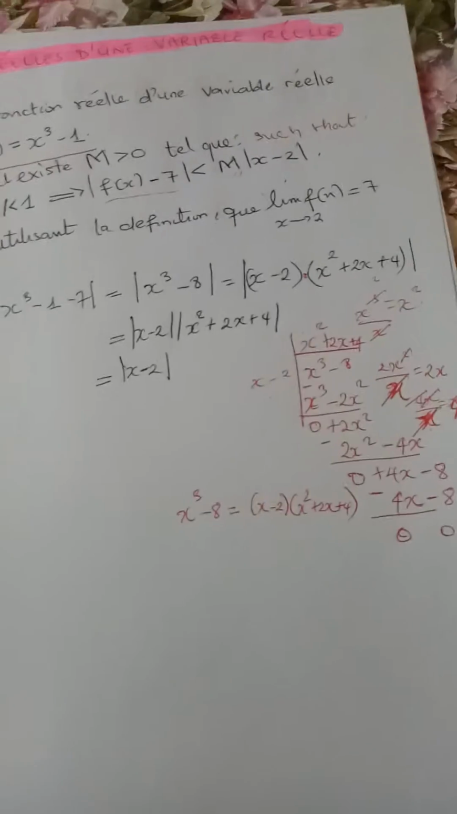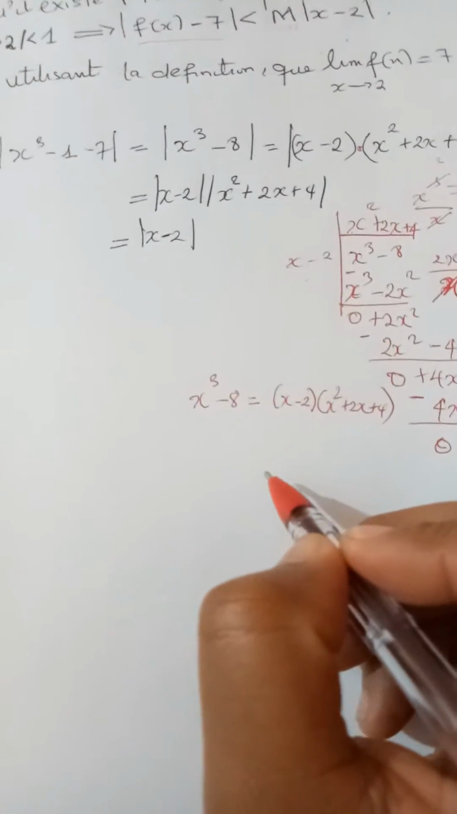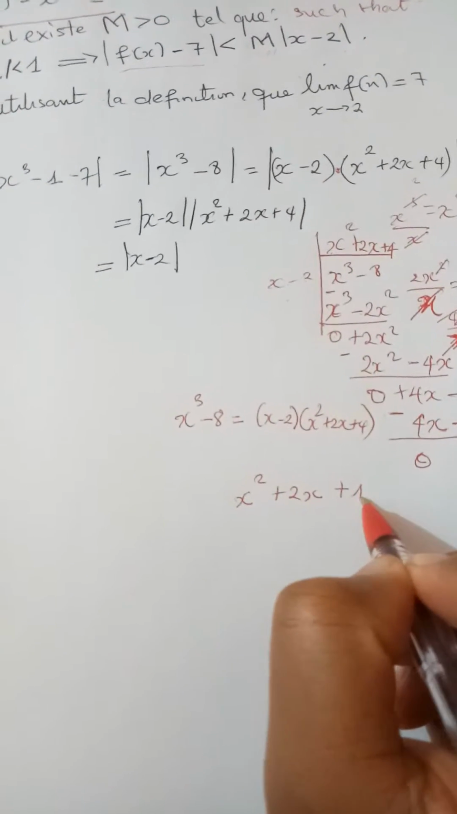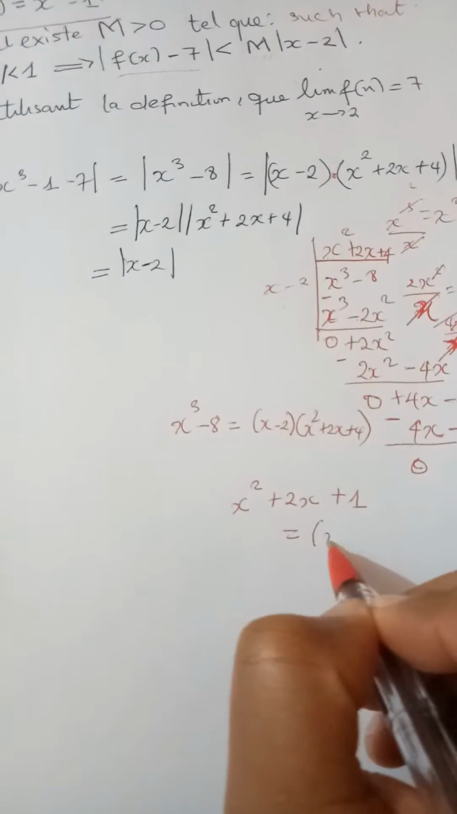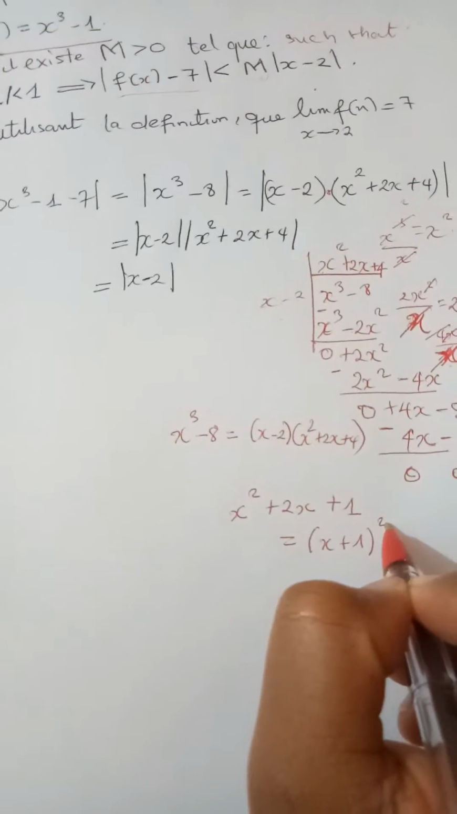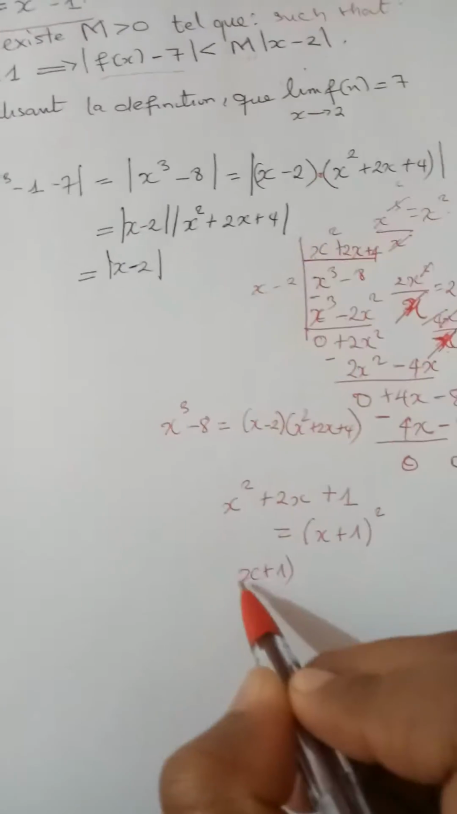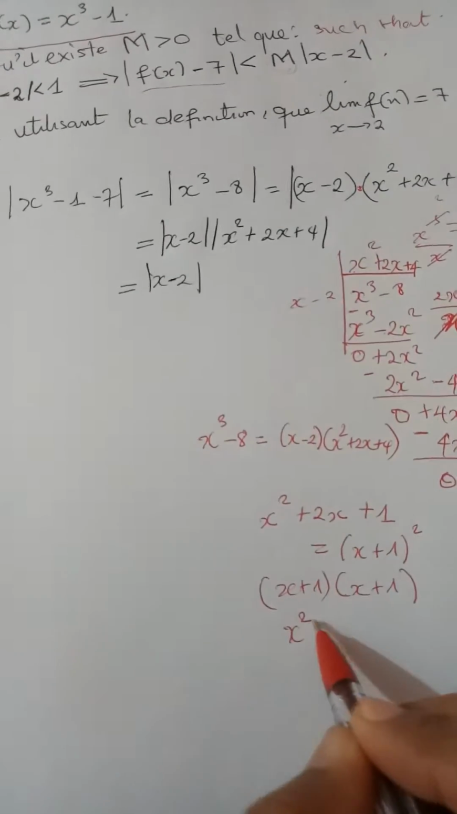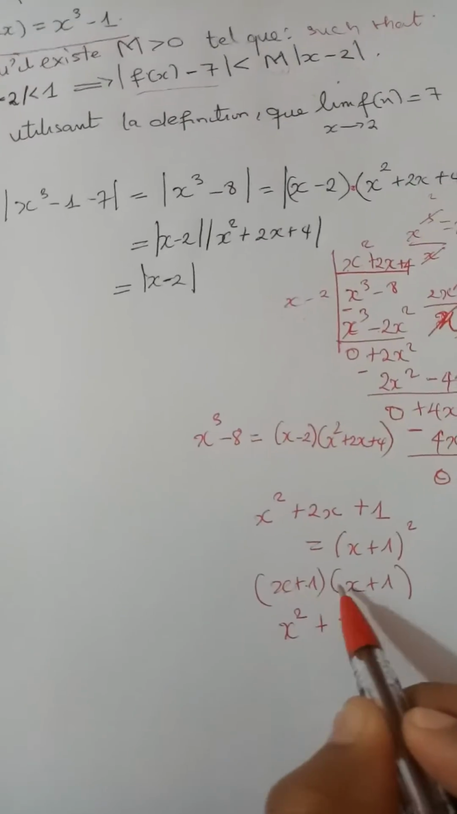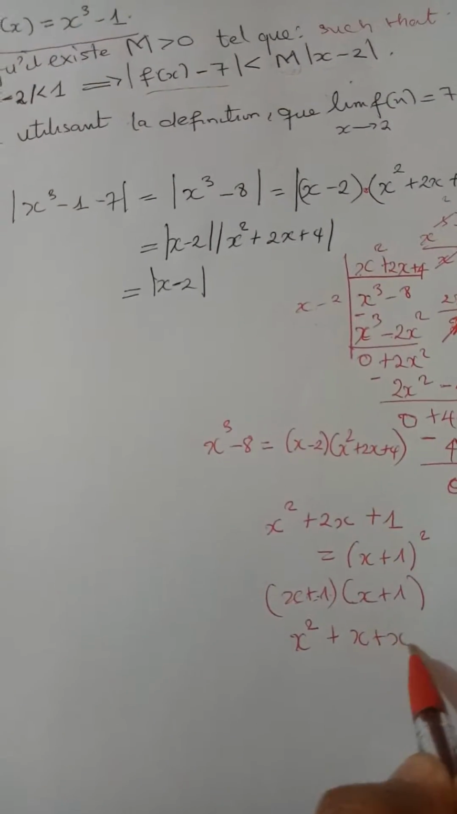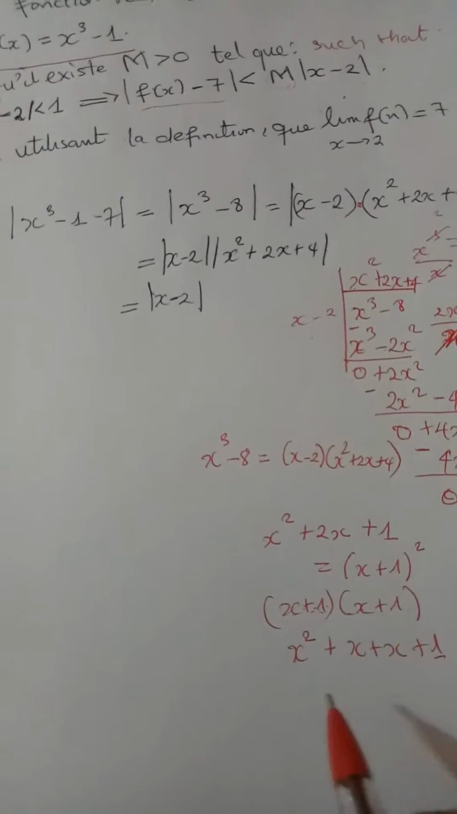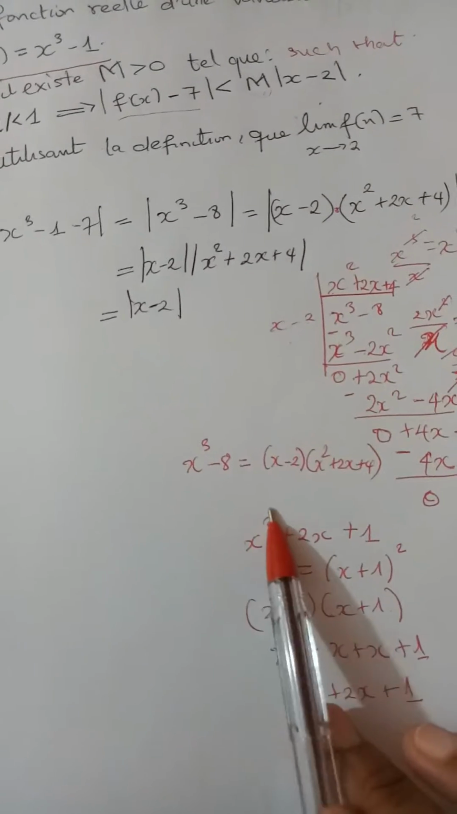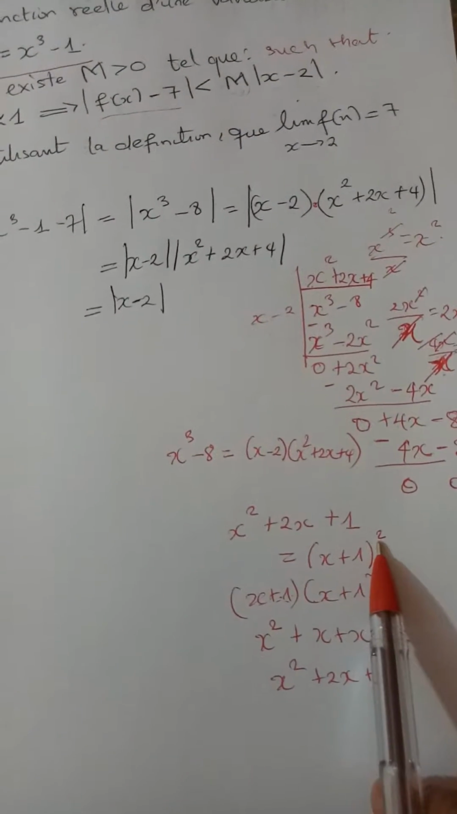And we know that, I'll do it here. We know that x squared plus 2x plus 1 is equal to x plus 1 squared. Let's confirm it. I have x plus 1 and I have x plus 1. So x times x is x raised to the power of 2, plus x, plus 1 times x is plus x, and 1 times 1 is 1. So I'm having x raised to the power of 2 plus 2x plus 1, which is x plus 1 raised to the power of 2.